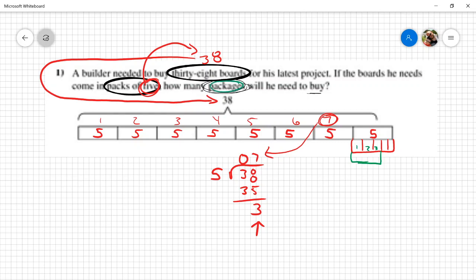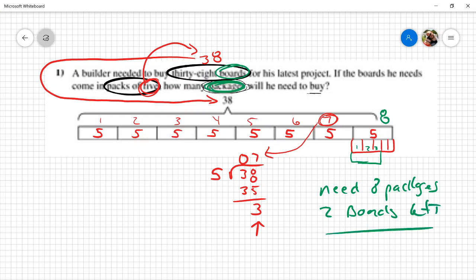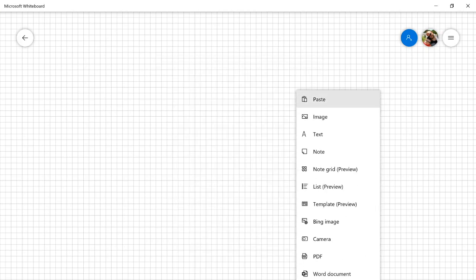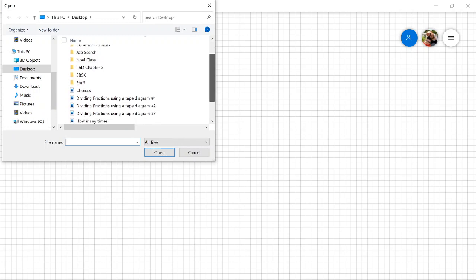But how many packages do I have to buy to have at least that many? Well, I need to buy eight packages, but I'm going to end up having two boards left over. So I need eight packages, but I'm going to have two boards left. So I used my division and I used my tape diagram to work through that. All right, so let's grab another one. We'll get a second example.